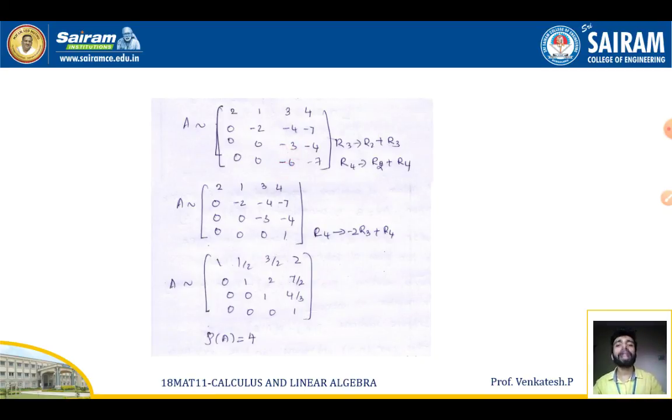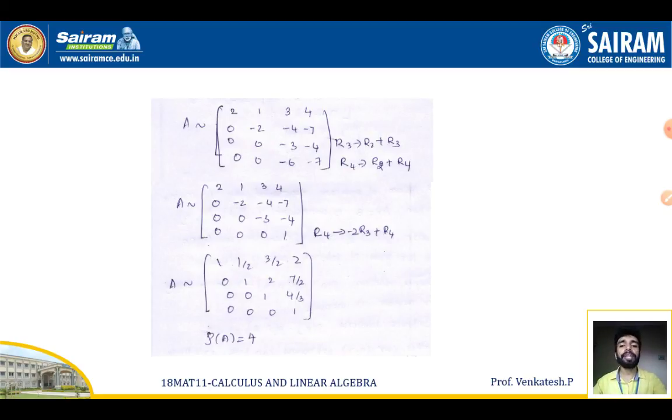Once we get an upper triangle matrix, it will obviously be an echelon form. So to make this one 0, what can I do? I can make R4 implies R4 minus 2 R3. Since both are negative, I can use the minus operation here. So 2, 1, 3, 4 I'm keeping as it is. R2 also, 0, minus 2, minus 4, minus 7, I'm keeping as it is. 0, 0, minus 3, minus 4 I'm keeping as it is. Doing the operation with respect to only the R4 row, so what can I get?